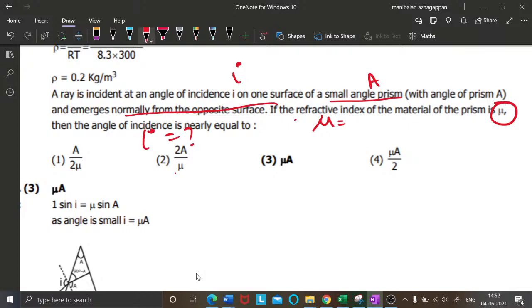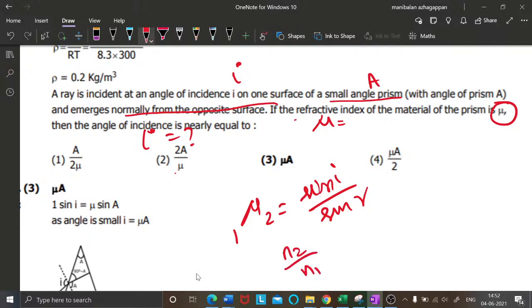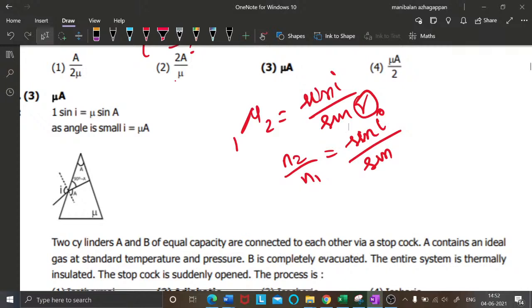So how are we going to tackle this problem? I'm going to use Snell's law. Refractive index from 1 to 2 is equal to sin I by sin R. It's very simple. Refractive index will be that of the second medium by the first medium. The first medium here is air, and the second medium is glass. So the refractive index is given by sin I by sin R. Here the only unknown is R, the refracted angle.